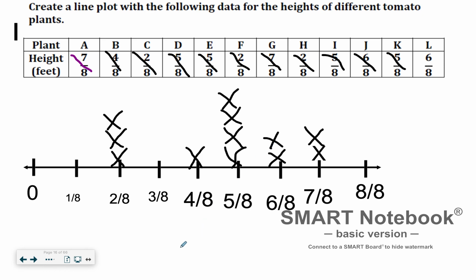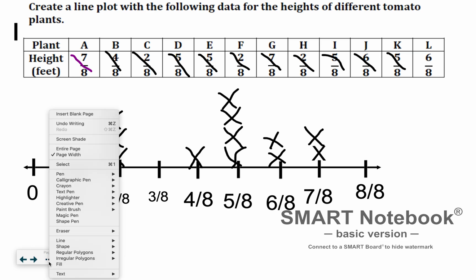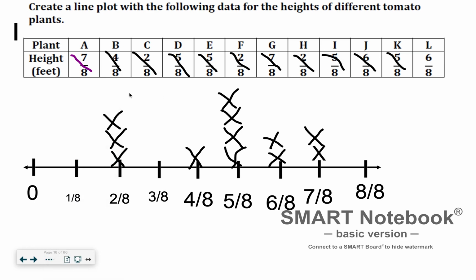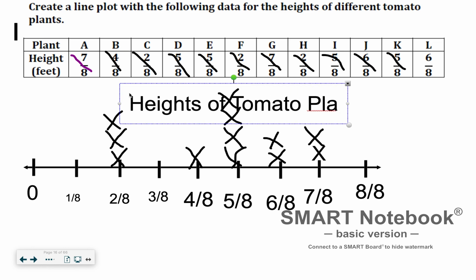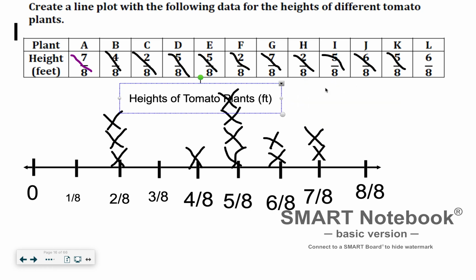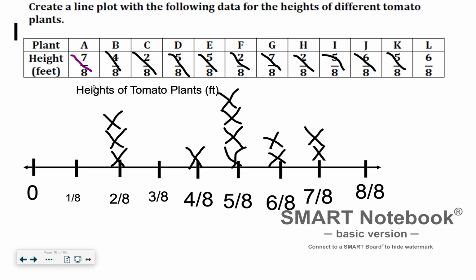Okay, finally I need to include a title for this line plot so that anyone reading it knows the information that I'm representing. The line plot is for the heights of different tomato plants that were measured in feet. So I can title the line plot Heights of Tomato Plants. Heights of tomato plants, and I'm just going to note that this is all in feet. I'm going to fix that because that's the title. We need a title so people know exactly what we measured.